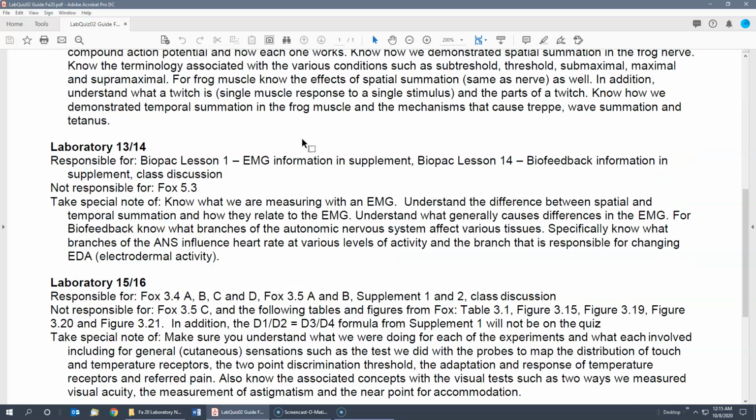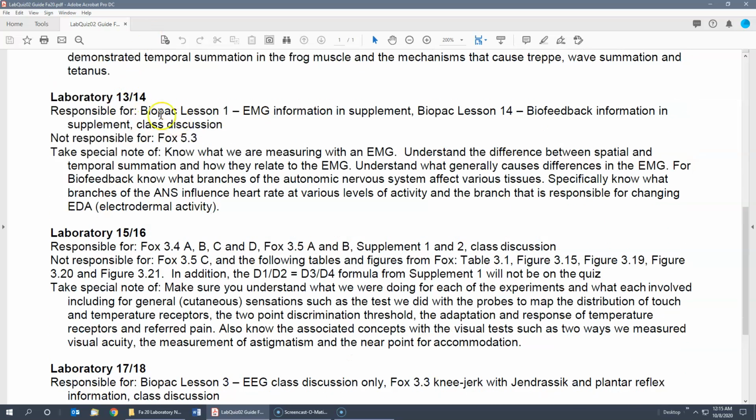Lab 12. Lab 13-14 is Biopac lesson 1, EMG, and lesson 14, the biofeedback. The EMG does have a corresponding section in FOX 5.3, but you're not going to have to read it. You are responsible for the information given in the supplement on EMG from the Biopac, and then the biofeedback. It's like one or two or a couple pages long. So anything in there you should understand.